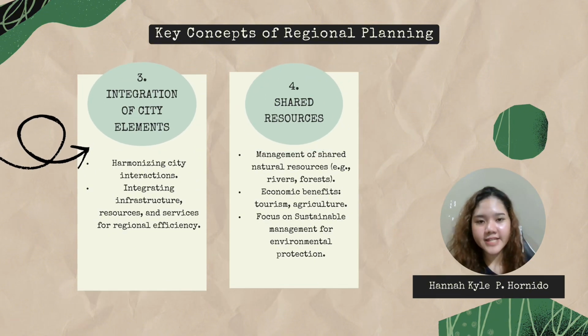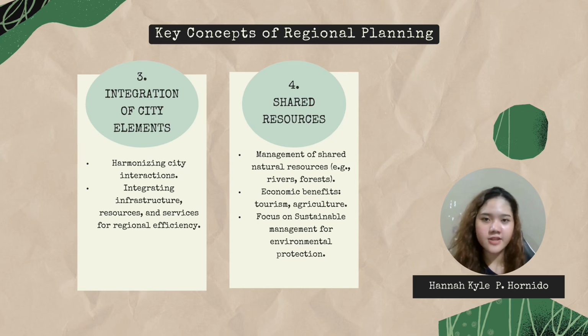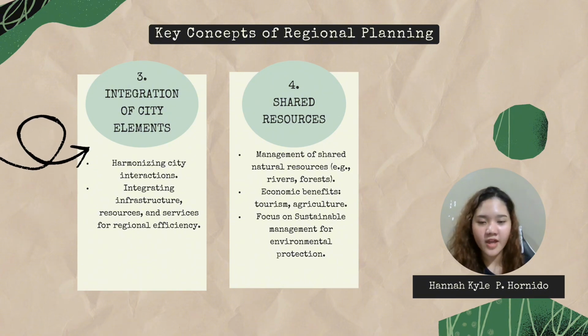The integration of city elements in regional planning aims to harmonize interactions between cities within a region. This involves looking at how infrastructure, resources, and services can be effectively integrated. By coordinating these elements, planners ensure that cities operate efficiently together rather than in isolation. This approach helps to maximize resources and improve overall functionality.